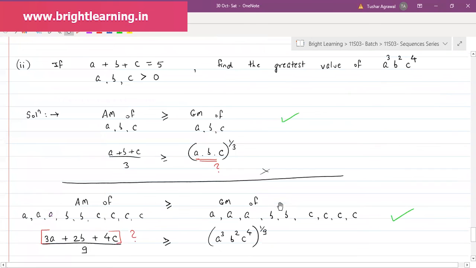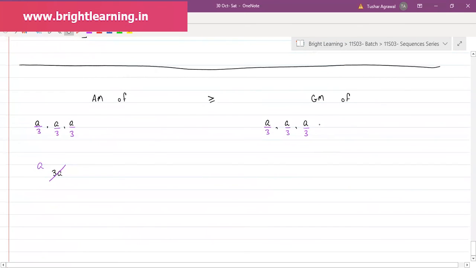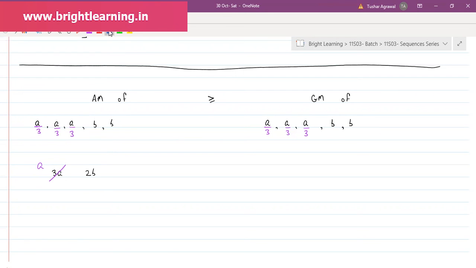Now the product B should be repeated 2 times. So B repeated 2 times means B and B. Here also you will be forced to take the arithmetic mean of B and B, but then the addition will be 2B. I do not want 2B, I want B only. How can you make the addition B only? B upon 2, B upon 2. Yes, the addition is B. So here also I will take B upon 2, B upon 2.